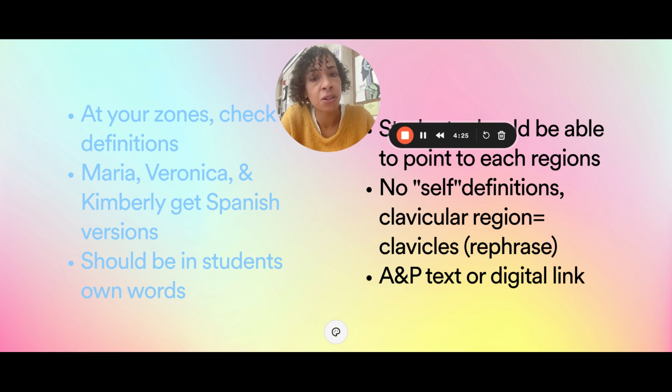So make sure that you're circulating, checking in, and then if there's any extra time, go ahead and take your table and have them point to various body regions. So you call it out, point to frontal, and then everybody points to frontal, etc.